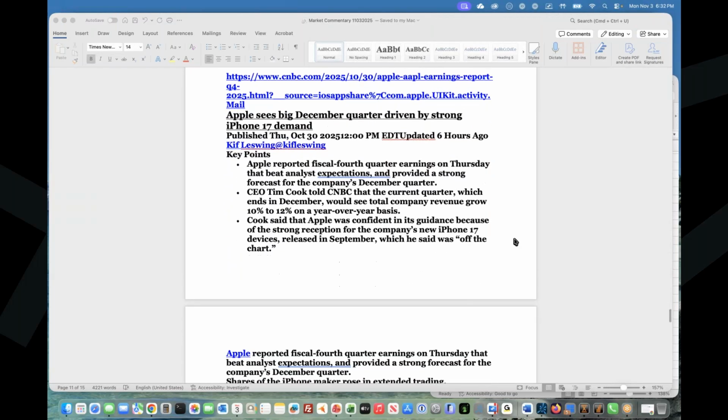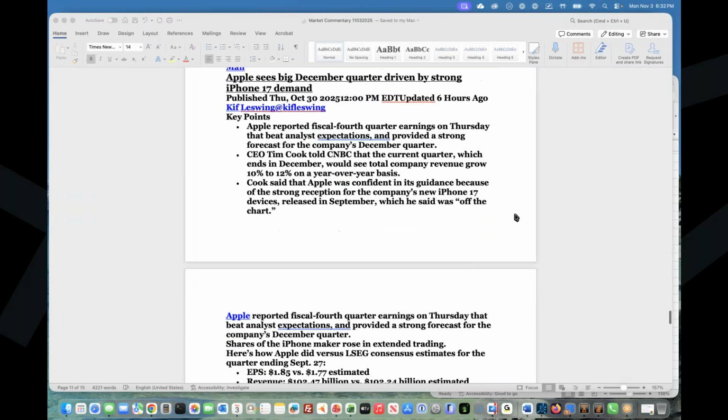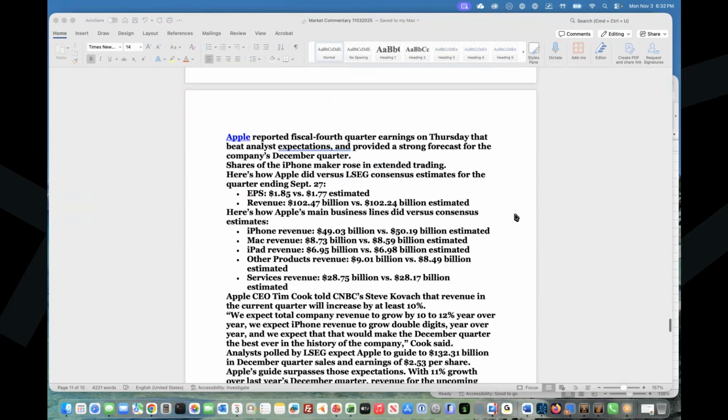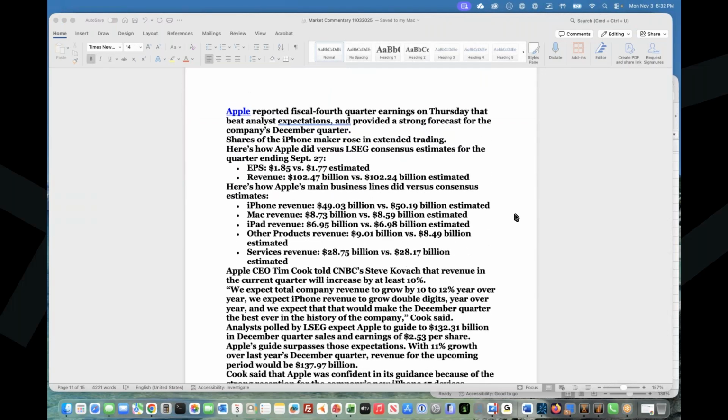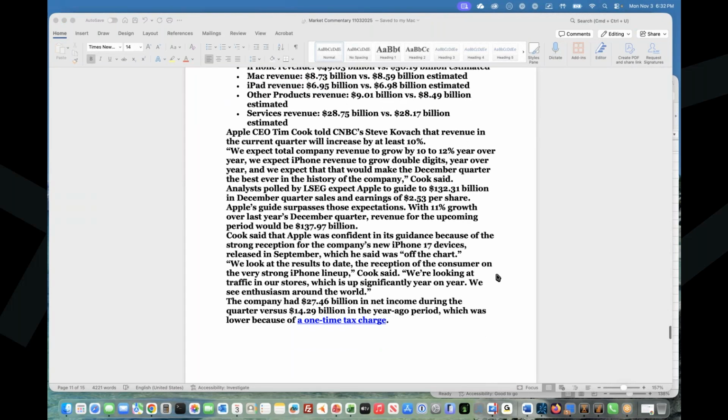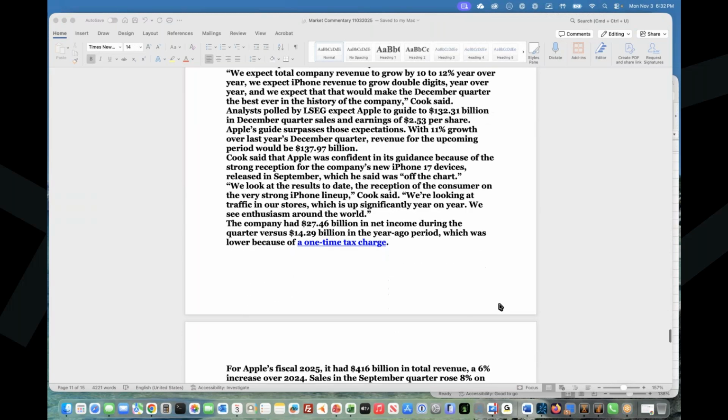Then Apple, when they announced their earnings, said that they see the December quarter being driven by strong iPhone 17 demand. So some of you have Apple positions, and I know I put on a couple of straddles on Apple for my folks, and we'll keep holding on that.